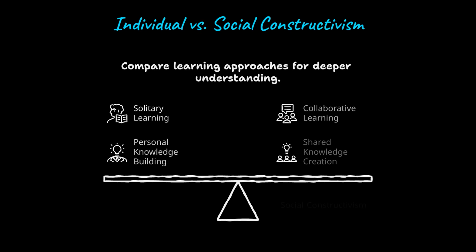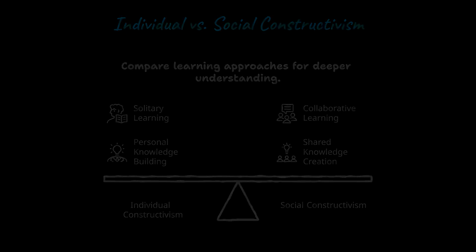Visualize the contrast. Individual constructivism is a solo cognitive event, while social constructivism is a network of exchanges where the conversation itself becomes the site of learning, not merely a vehicle for checking what was already learned.